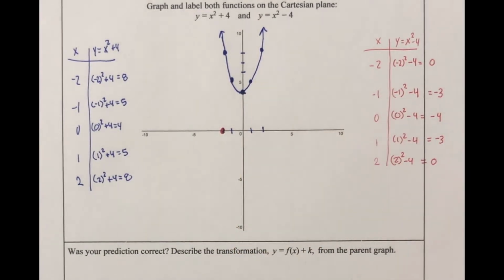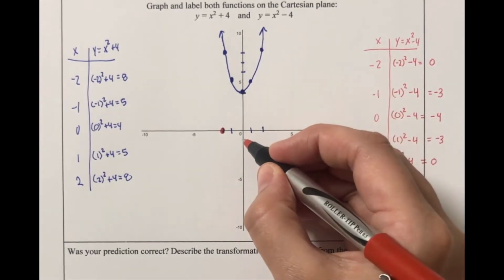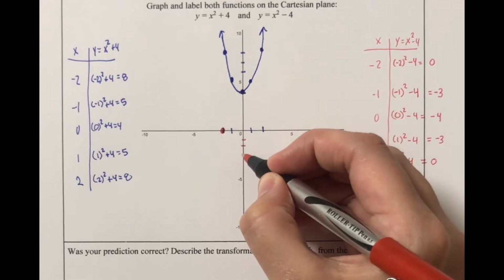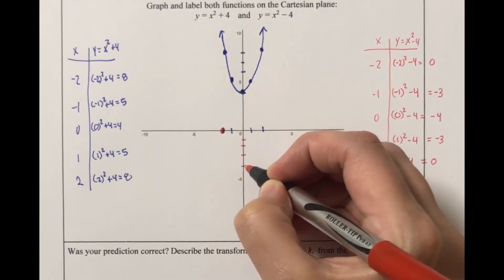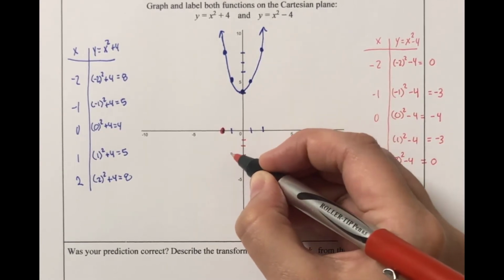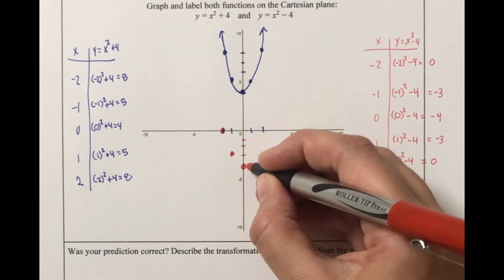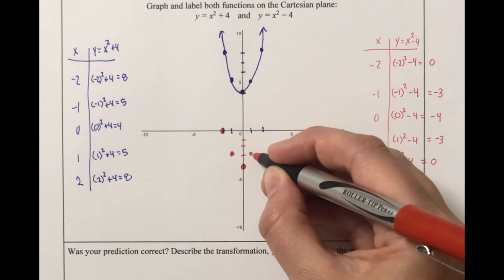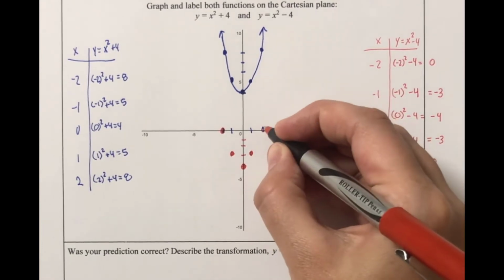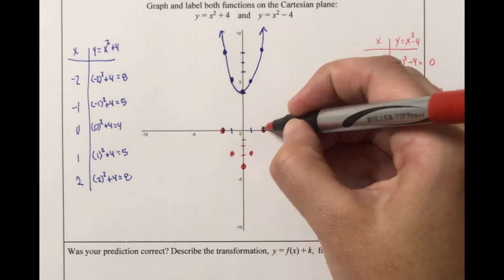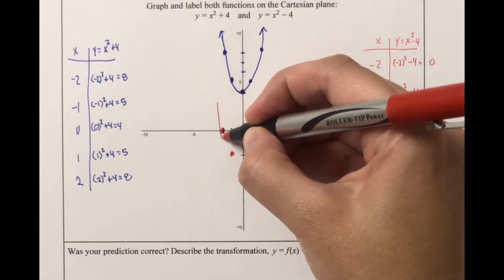-1, comma -3. Okay, let's see, my tick marks are a little bit off, but it's about right there. 0, -4, 1, -3, and then 2, 0. Okay, was your prediction correct?